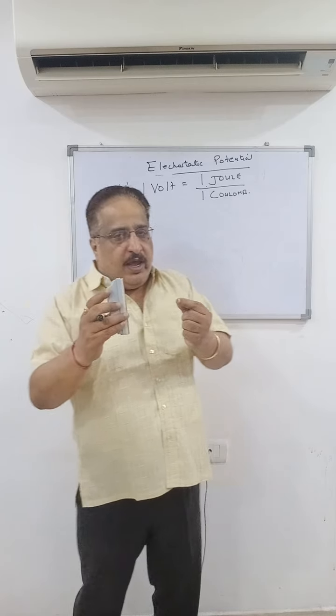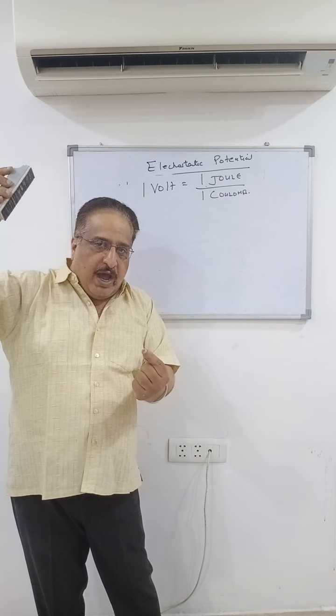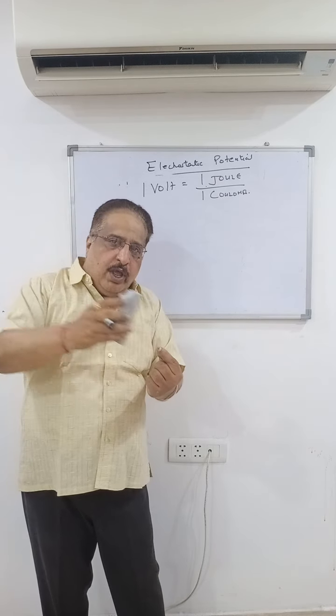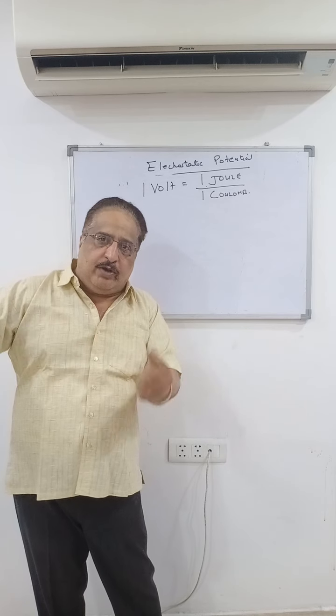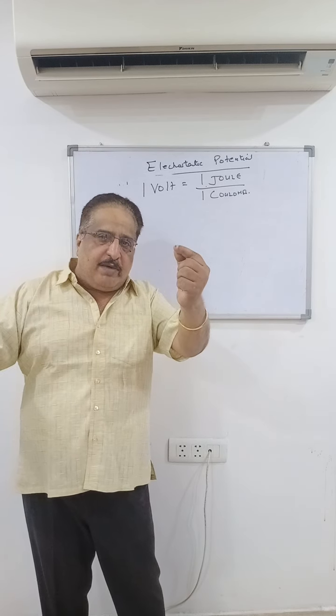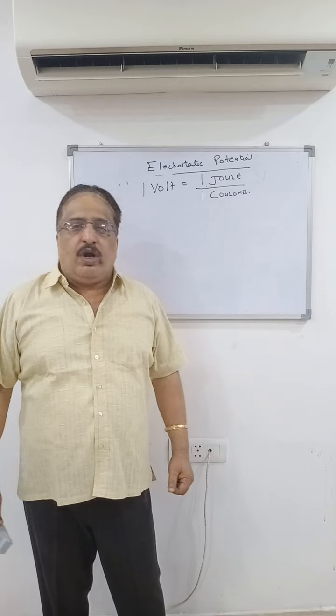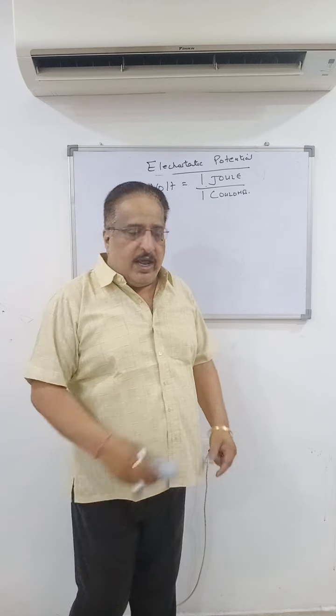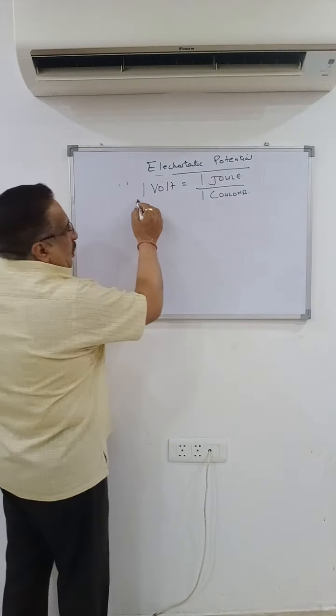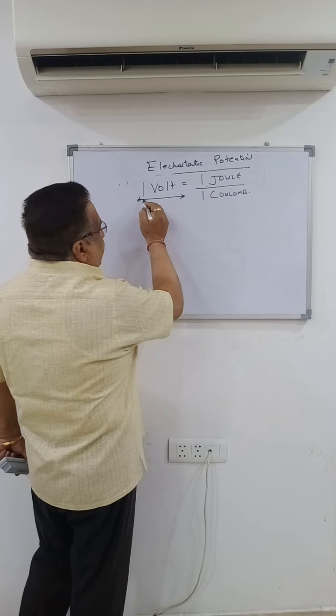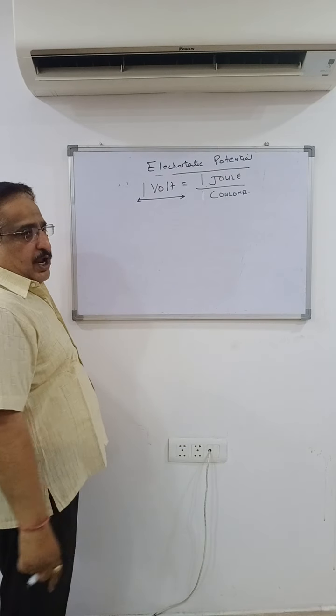In the same way, as the water flows from a higher altitude to the lower altitude, because there is a difference of height between the 2 points. If the 2 points have same height, then water will not flow spontaneously. Is that clear? So, have you understood the definition of 1 volt potential difference?